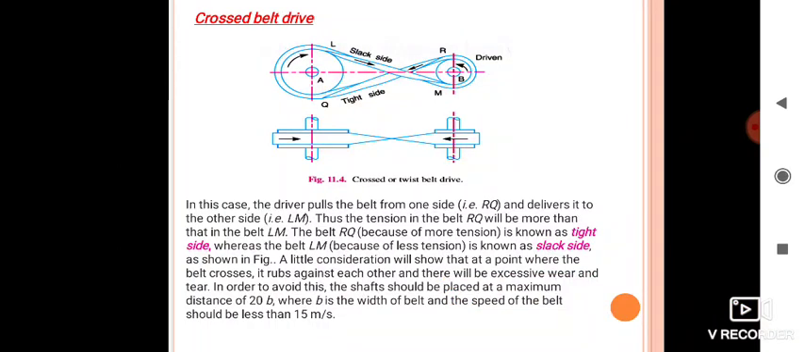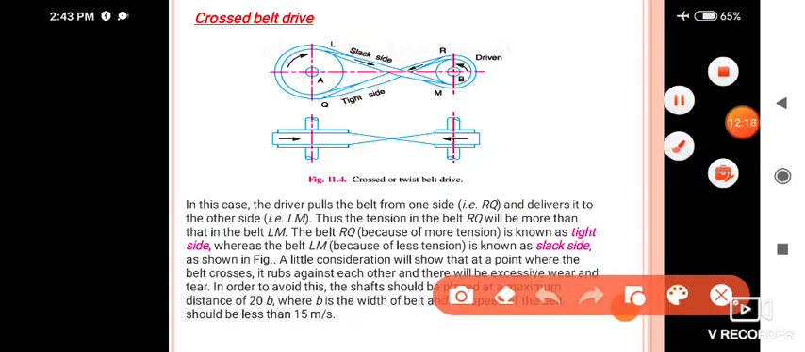A little consideration will show that at the point where the belt crosses, it rubs against itself, which means that rubbing action will be taking place between the tight side and the slack side. So there will be some excessive wear and tear. In order to avoid this, the shafts should be placed at a maximum distance of 20 B, where B is the width of the belt, and the speed of the belt should be less than 15 meters per second.